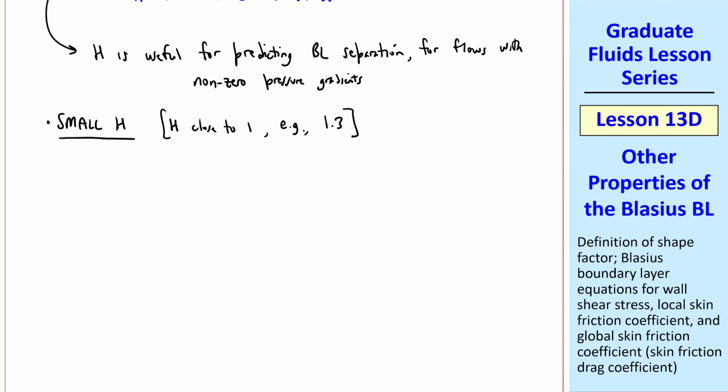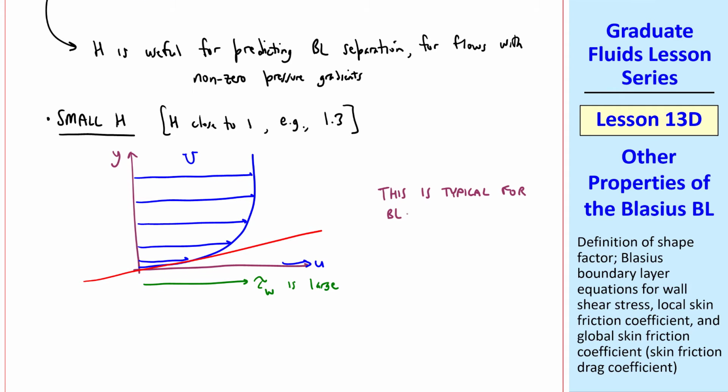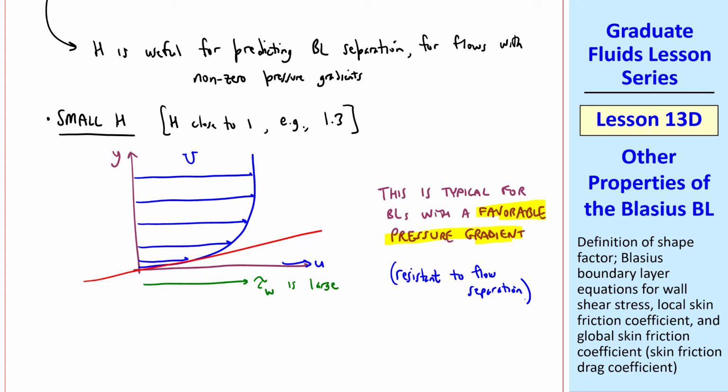1.3 for example, the boundary layer, if we plot U as a function of Y, will be a very full profile. In other words, a very steep slope at the wall, followed by a more gradual asymptote to capital U. If we look at the slope at the wall, it's very steep, therefore tau W is large. This is typical for boundary layers with a favorable pressure gradient. And by favorable pressure gradient, we mean that it's unlikely to separate. This kind of a profile is resistant to flow separation.